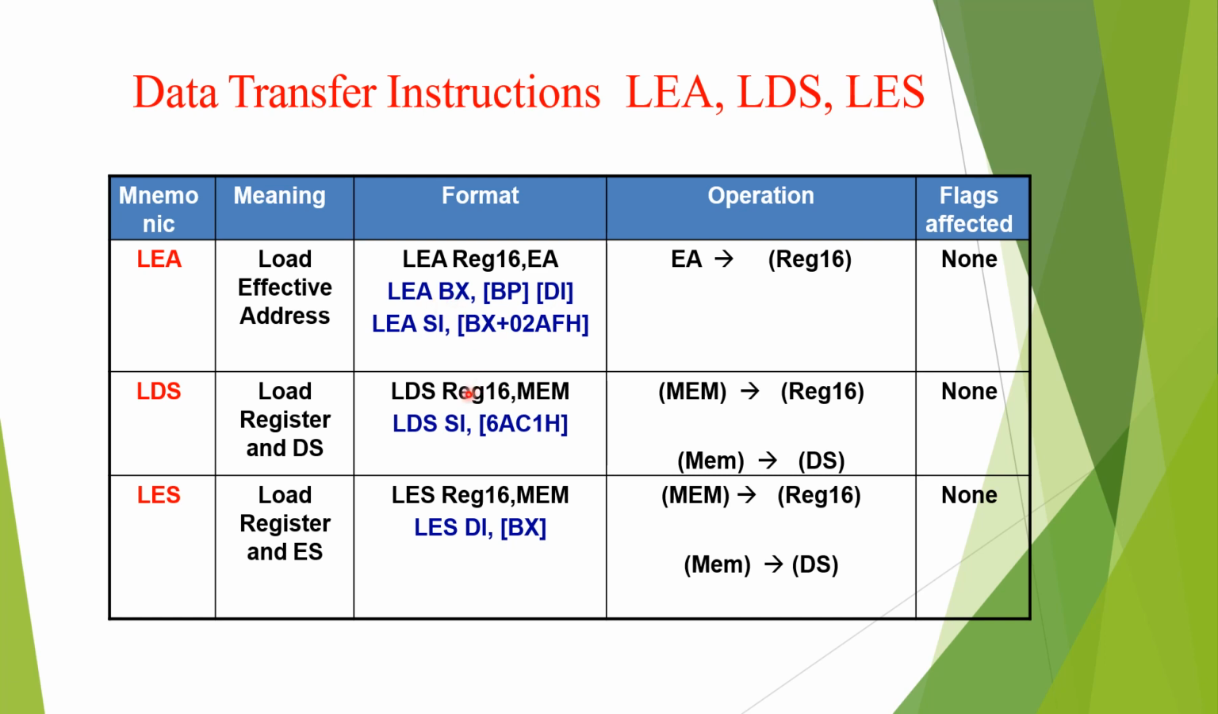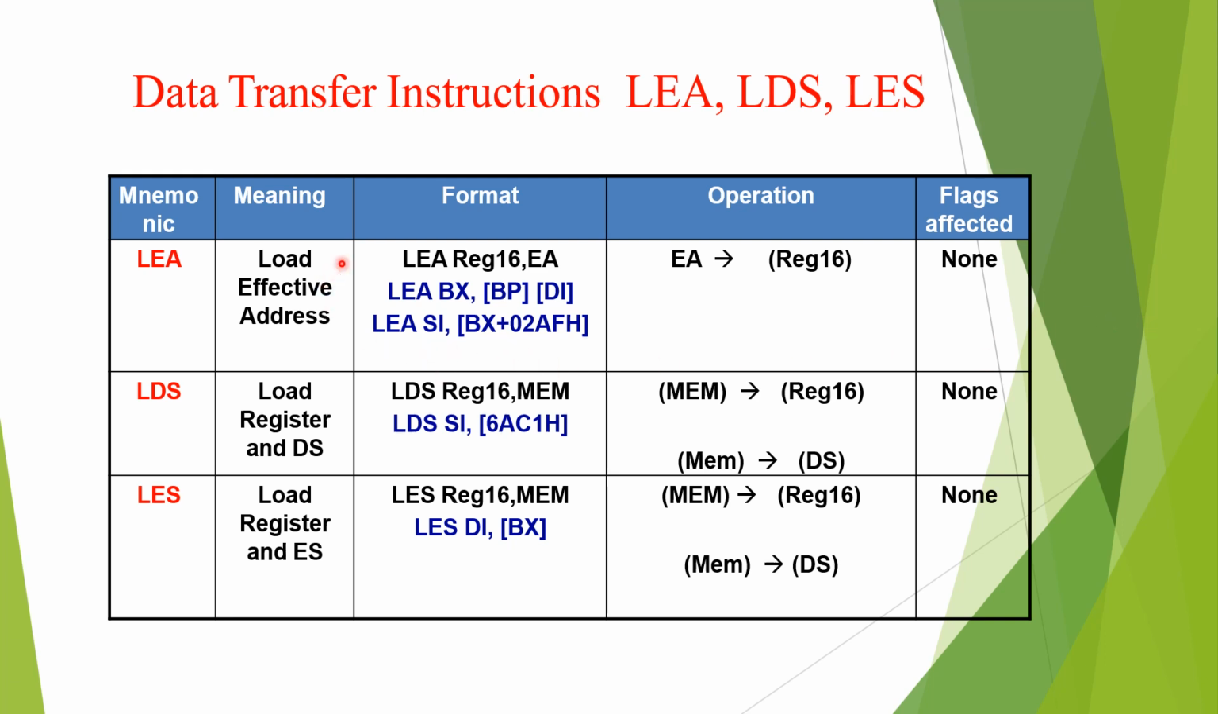And the next example, LEA SI, BX plus an offset value, that is 0AFH. Here if you calculate the effective address, this BX data and this offset address has to be added, and you'll be getting a 16-bit number. That 16-bit number is the effective address pointed by the source index.